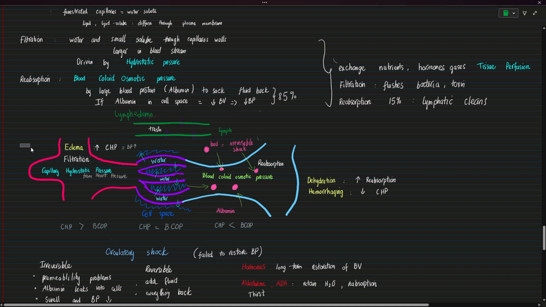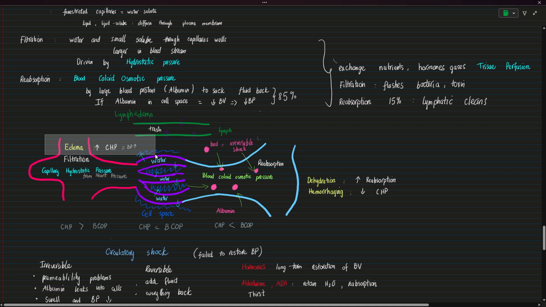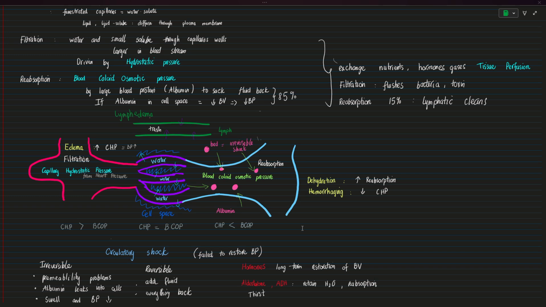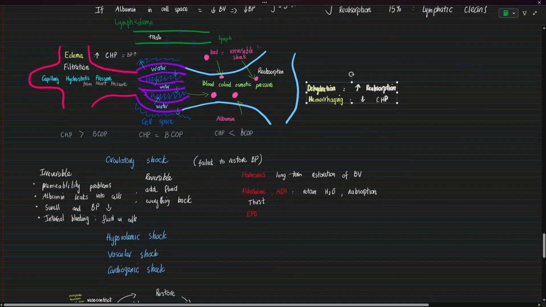And if you have too much filtration into the capillaries, that causes edema. And when you're bleeding, hemorrhaging, the fluid going into the capillary drops. And when you're dehydrated, the albumin is going to try to suck all the fluid in the capillaries, increasing the reabsorption, increasing the need for water.